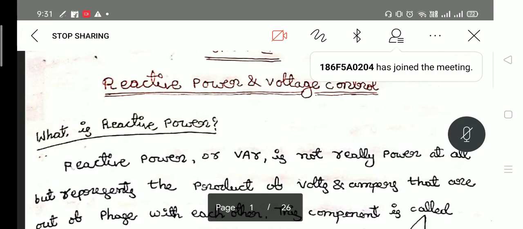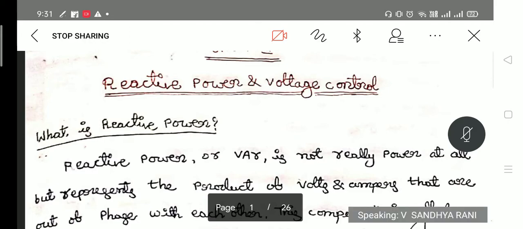Today we discuss second unit revision, that is reactive power voltage control. Okay, first, what is reactive power? Anyone tell me what is reactive power? Anyone?